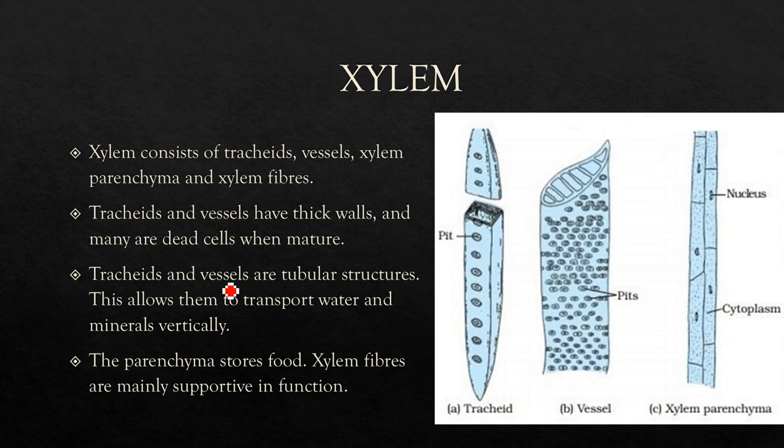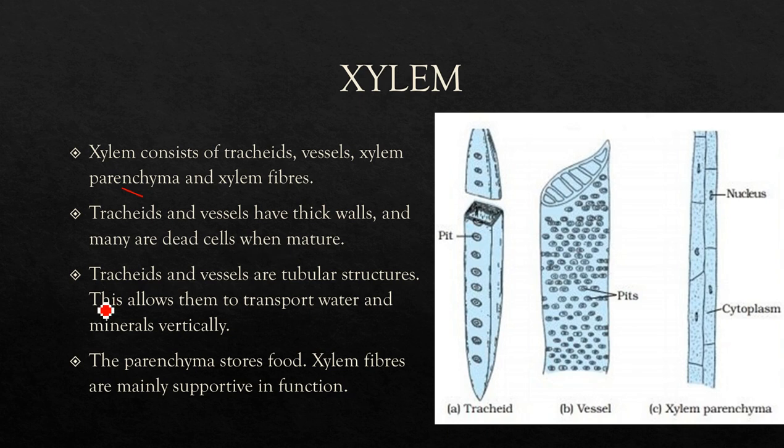Xylem consists of tracheids, vessels, xylem parenchyma and xylem fibers. As the term is parenchyma, that means this part of xylem is parenchyma and they are living. Parenchyma's function was to store food in the form of starch. So here also that parenchyma will store food for the xylem. Tracheids and vessels have thick walls and many are dead cells when mature.